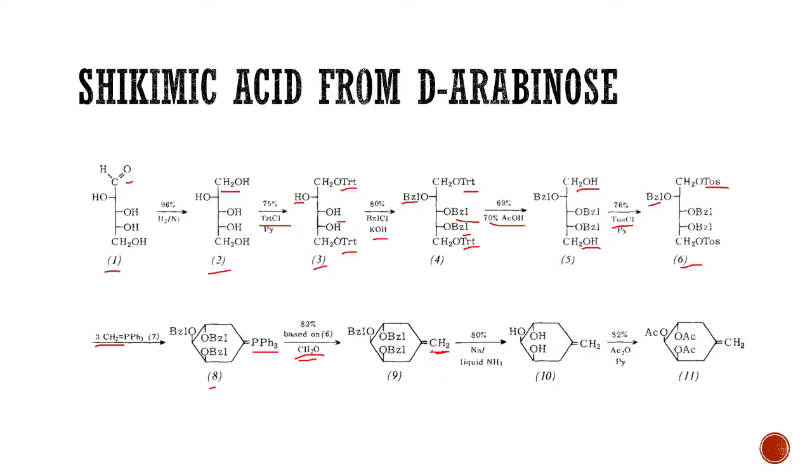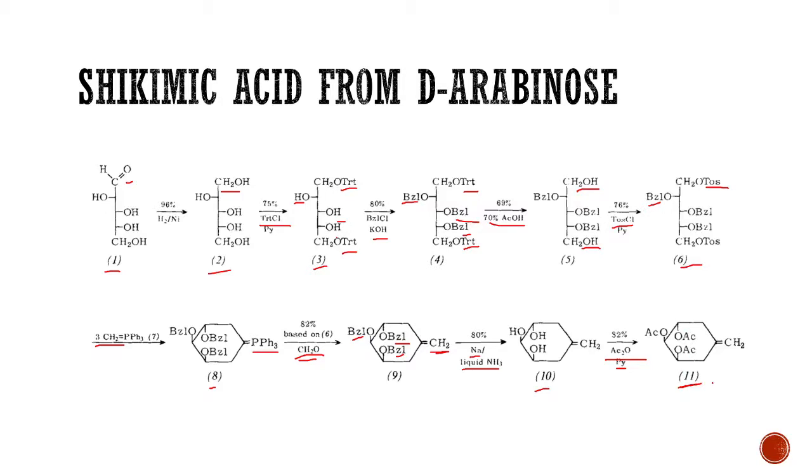Now the next reaction is to deprotect the benzyl protected OH groups. Benzyl protected OH groups are deprotected with the help of sodium in liquid ammonia. This is simply the reduction of a simple ether to alcohol. Now we have compound number 10, which on treatment with acetic anhydride and pyridine will convert the OH groups into OAc groups. So we get this triacetyl derivative, compound number 11.